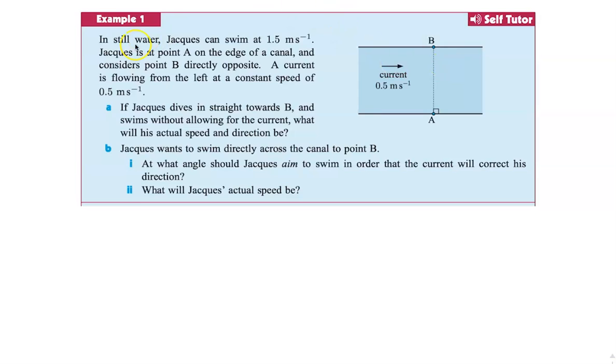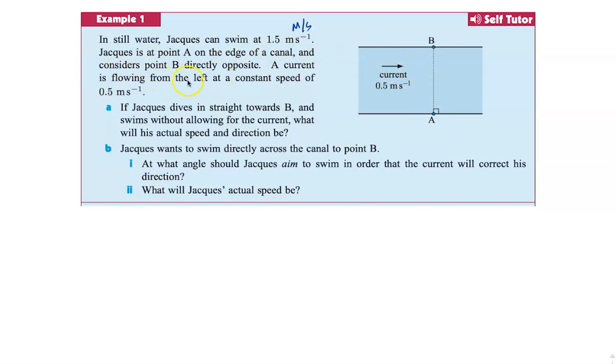Example 1 is still water. Jock can swim at 1.5 meters per second. Remember, that's per second, so same thing as saying meters over seconds. Jock is at point A on the edge of a canal. There he is. And he considers point B to be directly opposite, all the way over there.